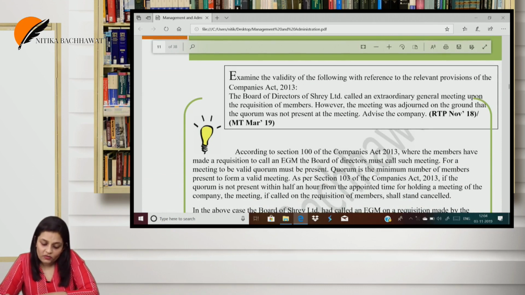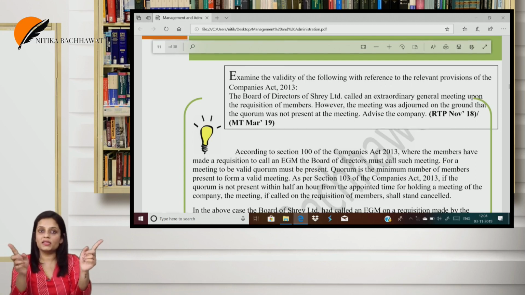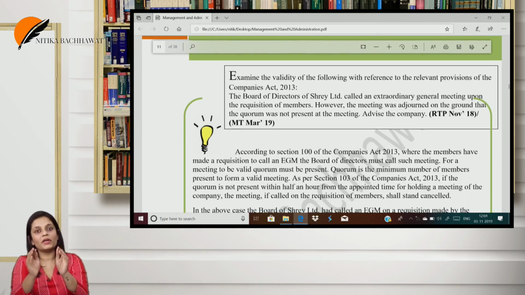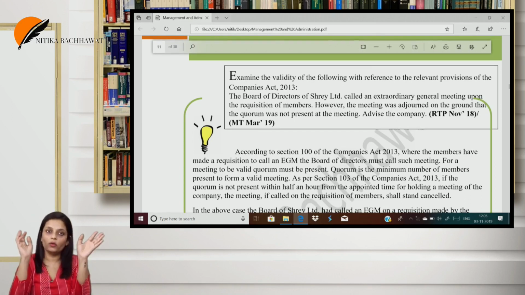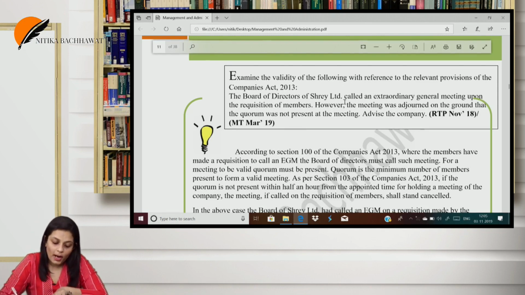Examine the validity of the following with reference to the relevant provisions of the Companies Act. The Board of Directors of Shrey Limited called an extraordinary general meeting upon the requisition of members. However, the meeting was adjourned on the ground that the quorum was not present at the meeting. See, the general rule is that if the quorum is not present, the meeting stands adjourned to the next week, same day, same time. If at the adjourned meeting also quorum is not present, the members present shall constitute the quorum.